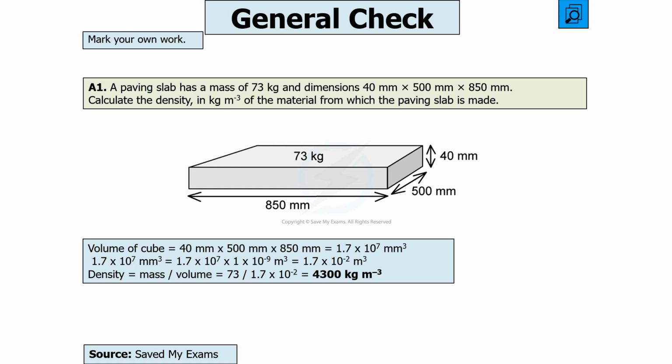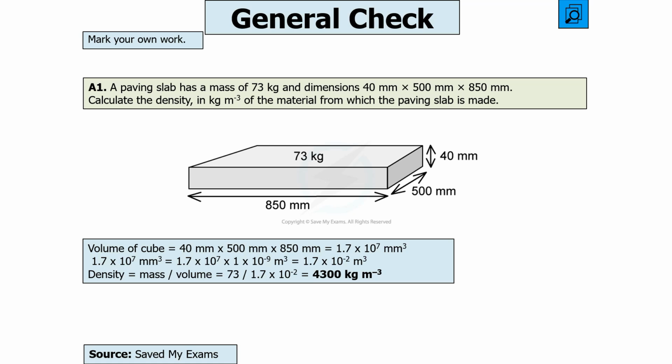We can then go from millimeters cubed to meters cubed by multiplying by 10 to the minus 9, because from millimeters into meters is times 10 to the minus 3, and because it's millimeters cubed, we're doing it 3 times. So it's 10 to the minus 3, 10 to the minus 3, 10 to the minus 3, which is 10 to the minus 9. So we get 1.7 times 10 to the minus 2 meters cubed.